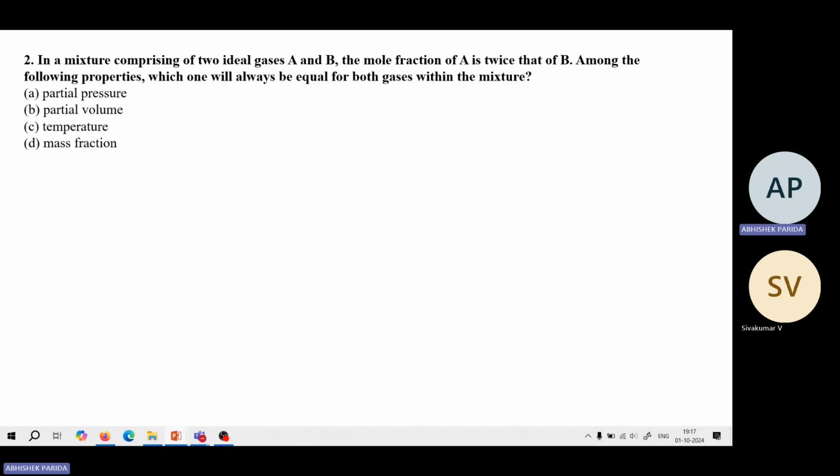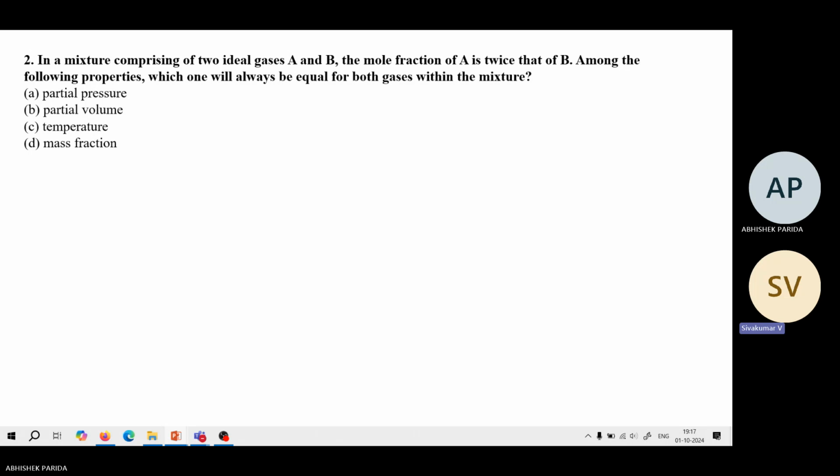Now coming to the next question. In a mixture comprising two ideal gases A and B, the mole fraction of A is twice that of B. Among the following properties, which one will always be equal for both the gases within the mixture? Tell me.